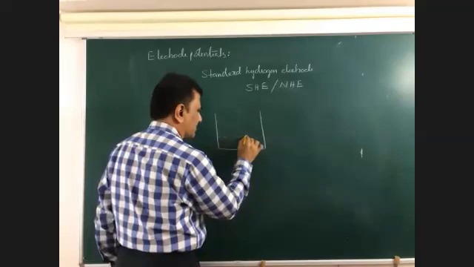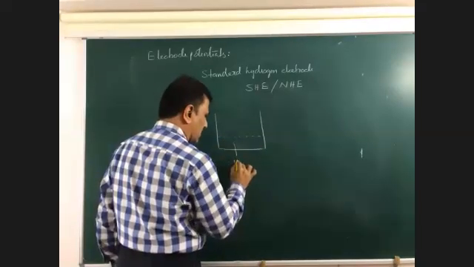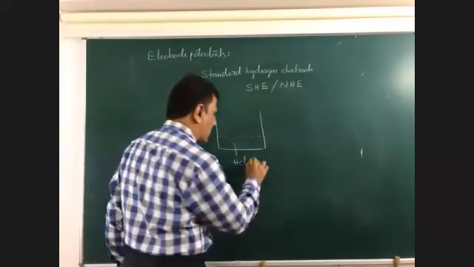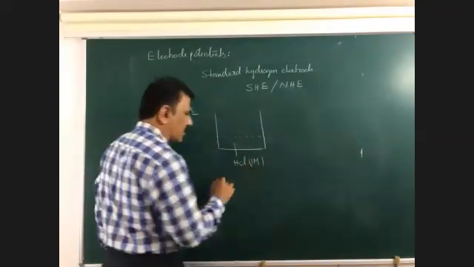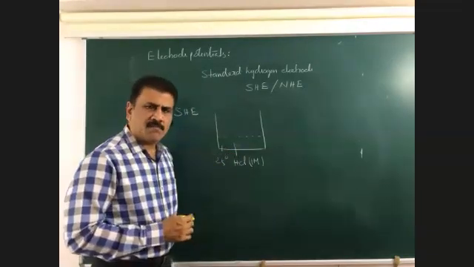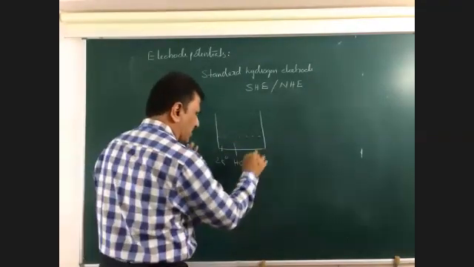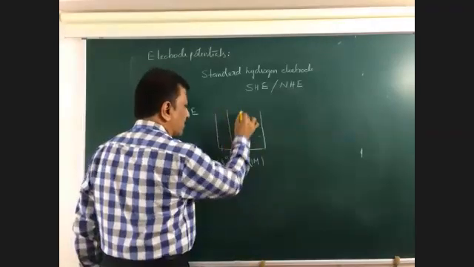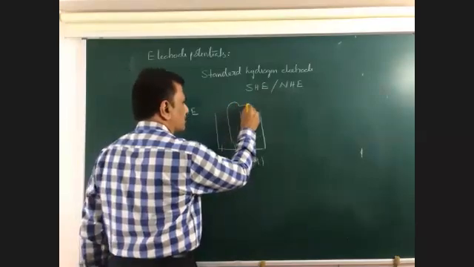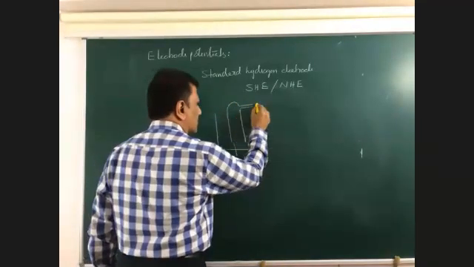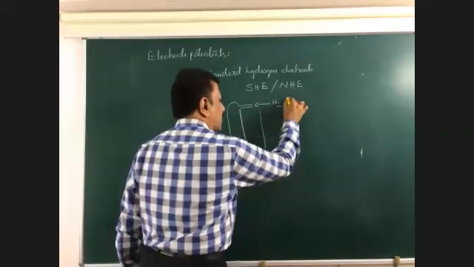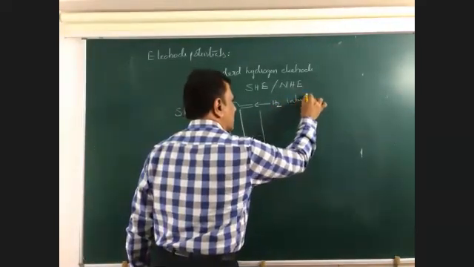HCl is taken. How much molar? The standard condition is 1 molar, at 25 degrees centigrade, and at atmospheric pressure. Now HCl is present in the jar like this. Hydrogen is sent in. Here hydrogen gas is present. At what pressure is this hydrogen sent? 1 atmosphere.